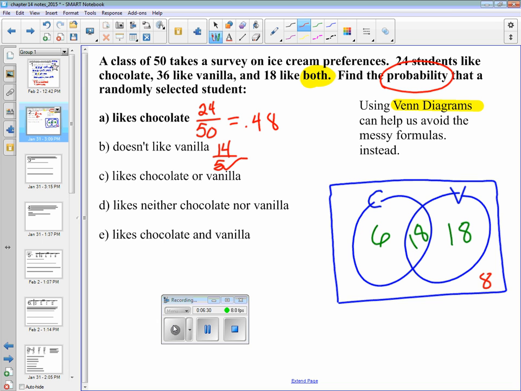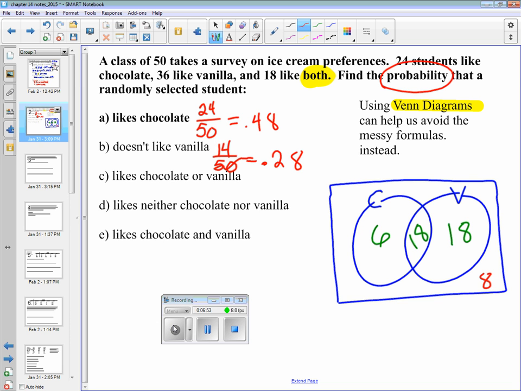Oh, good grief. Again, smartboard issues here. I swear I wrote it. It's just coming slowly. All right. I'm going to try it again. 0.28. All right, there we go.